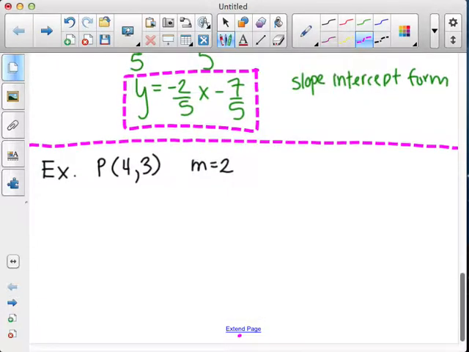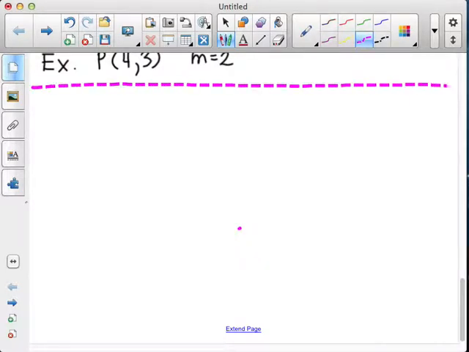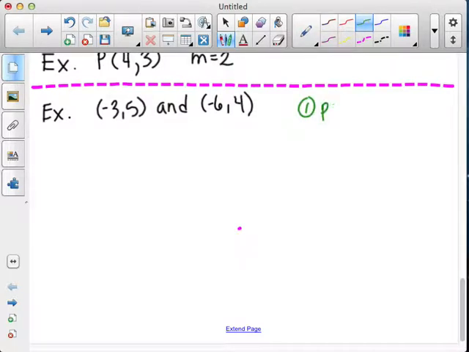All right, so you should have worked out this problem. I'm not going to show you the answer. You need to have done that on your own. So the next problem is just a little bit different. Write the equation of a line in all three forms that passes through the points negative 3, 5 and negative 6, 4. So again, step 1, we want to start out in point slope form.